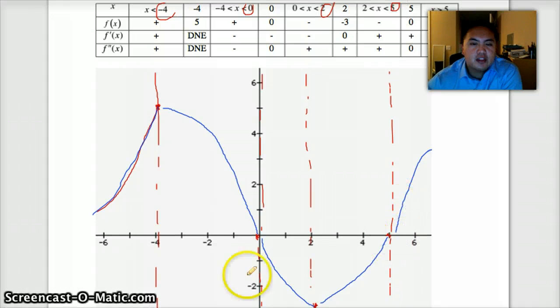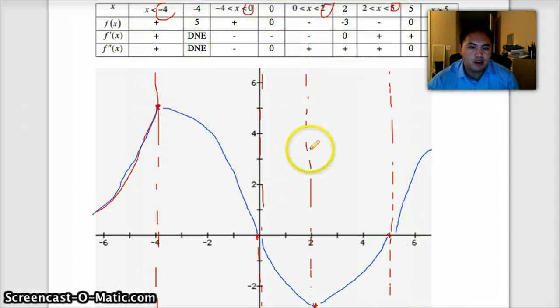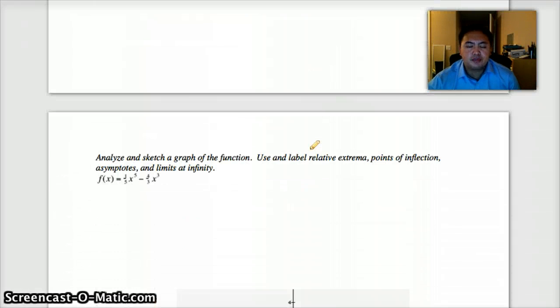Well, these are connected, but so there's the picture of my graph based on a table. You should feel comfortable. You can look at your notes. When given a table, know how to graph it. Okay, on to the next example.